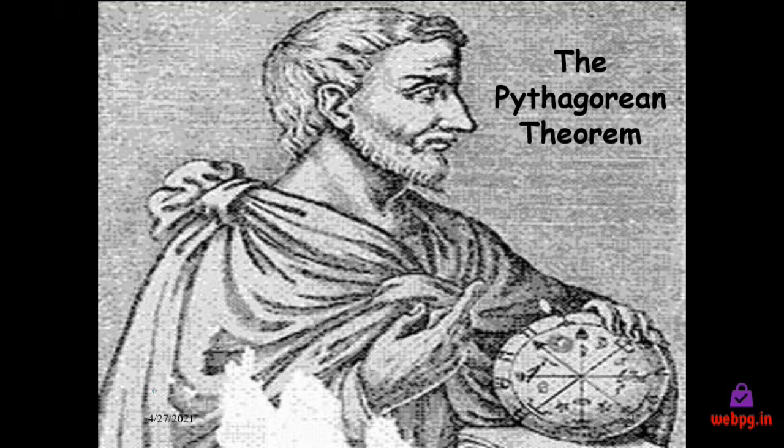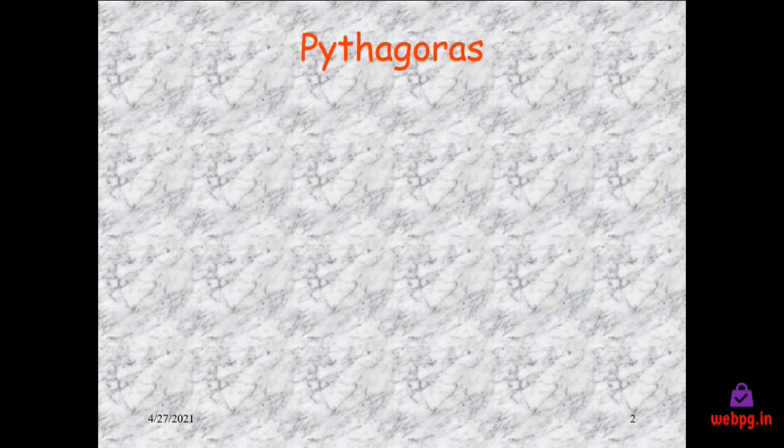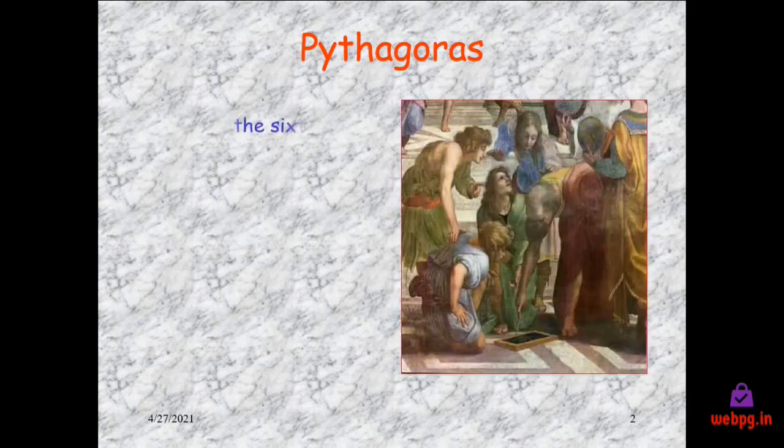As you see in the picture, this is the man who developed this theorem, and later on, by using this theorem, we generate the mathematical equations also. The name of this man is Pythagoras, and he was born in Italy in the sixth century.